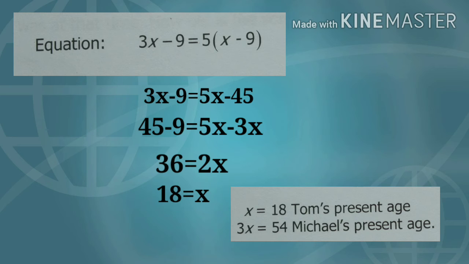Now Michael's present age is 3x. So we multiply 18 by 3. So 18 times 3 is 54. So the answer is 18 for Tom's present age and 54 for Michael.